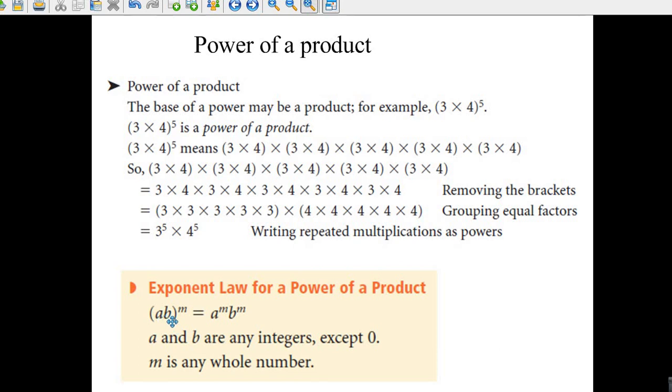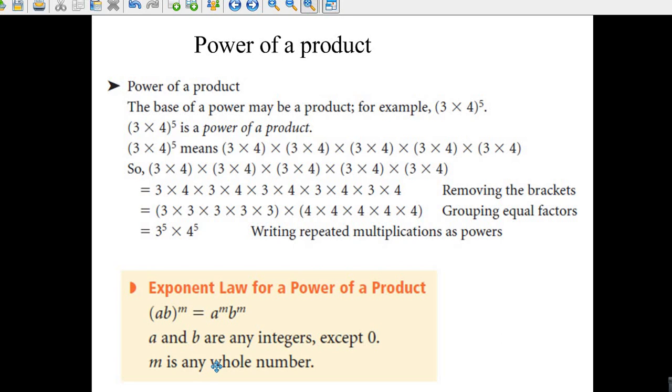When you have a product and you raise it to a power of n, that power sits on both of the integers that are there, both of the bases. So ab to the nth power is a to the n times b to the n, and n is some whole number. Okay, so that's it.